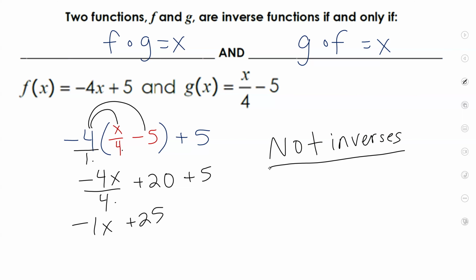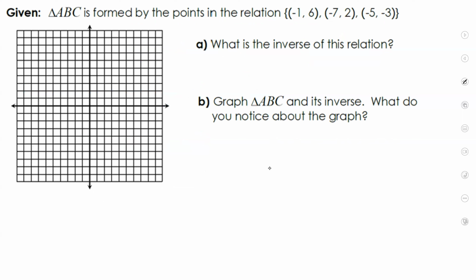Now let's talk about inverses when we graph. So guys, go ahead and graph this triangle. So it should look like this: -1, 6, 1, 2, 3, 4, 5, right here. -7, 2 is here, and -5, 3. Okay, connect your points and make a triangle.